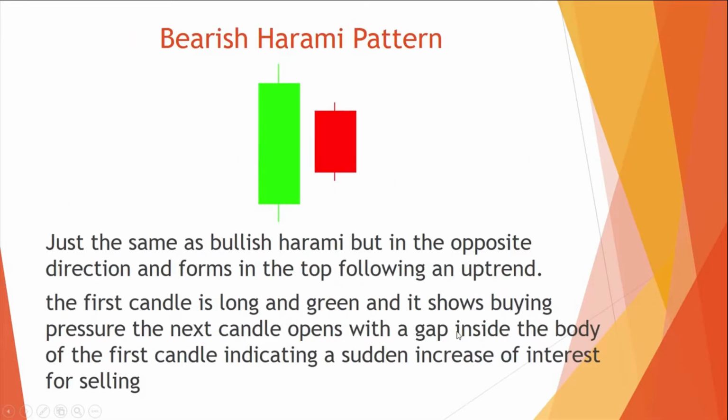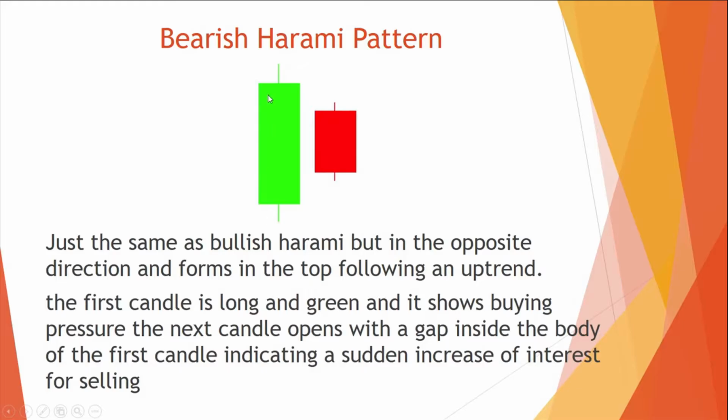The bearish Harami pattern is just the same as the bullish Harami pattern, but in the opposite direction, and it forms at the top following an uptrend. So this one forms at the top following an uptrend. The first candle is long and green, and it shows buying pressure. Whenever we see any long green candle, we see there is high buying pressure. The next candle opens with a gap inside the body of the first candle, which is the green candle, indicating a sudden increase of interest in selling.